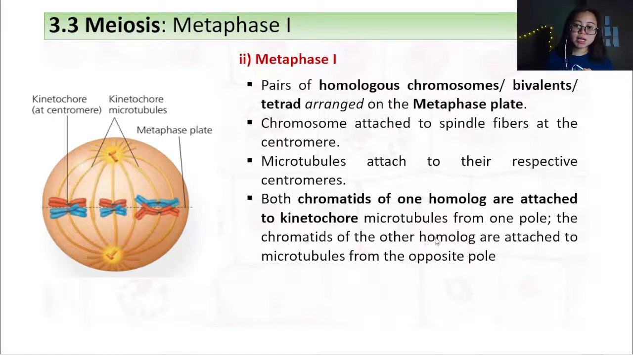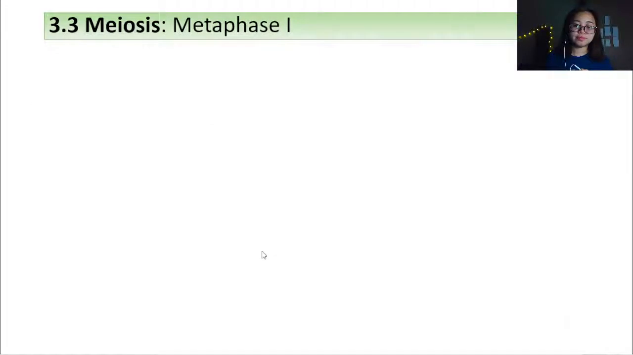Both chromatids of one homolog are attached to kinetochore microtubules from one pole. The chromatids of the other homolog are attached to microtubules from the other pole. Ini cuma bermaksud kalau ada satu pasangan merah dengan biru ni, merah hanya akan bersambung dengan spindle fiber dari atas. Biru hanya akan bersambung dengan spindle fiber daripada bawah. That's all. Okay, so let's try to draw it now.